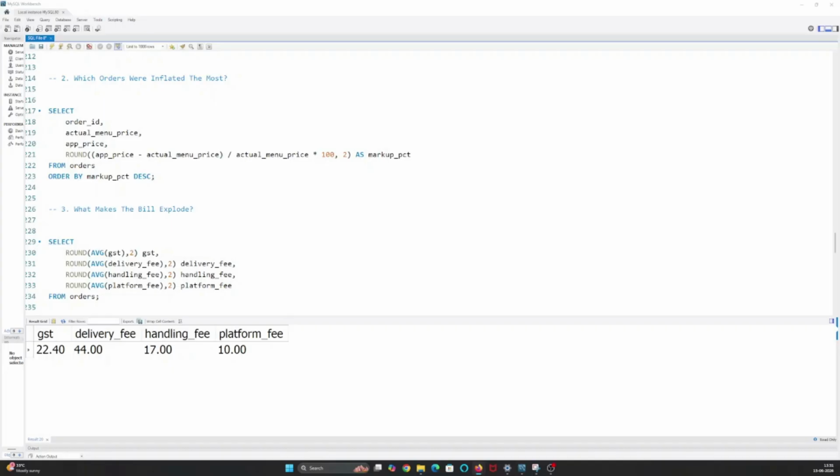Let's take a simple example. Suppose your food cost 150 rupees. Then we add GST 15 rupees, delivery fee 40 rupees, handling fee 15 rupees, platform fee 10 rupees. Suddenly your bill becomes 230 rupees, and that's before considering any menu price markup that may already exist. The food didn't get expensive because of one big fee. The bill exploded because of multiple small fees stacked together.